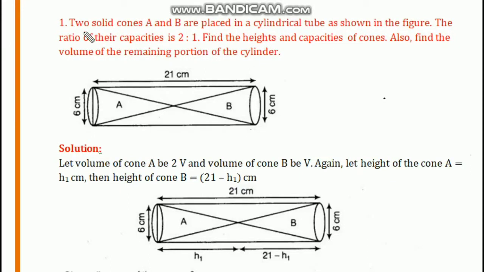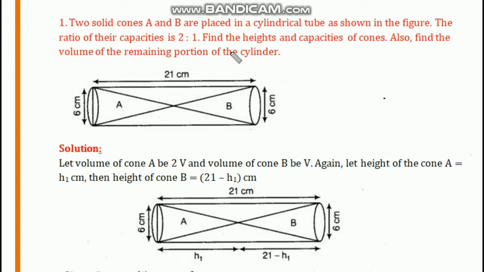Students, let's discuss an NCERT Exemplar question. Two solid cones A and B are placed in a cylindrical tube as shown in the figure. The ratio of their capacities is 2 is to 1. Find the heights and capacities of the cones. Also find the volume of the remaining portion of the cylinder.